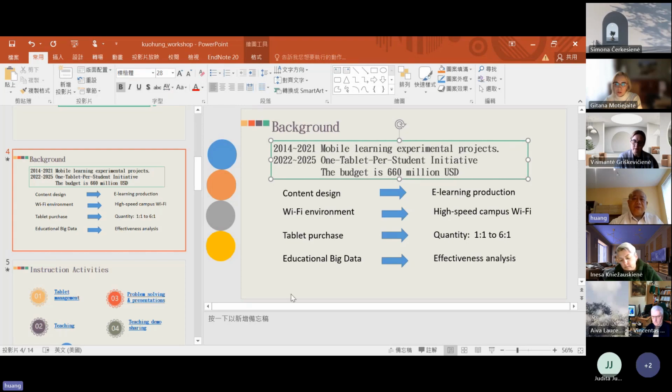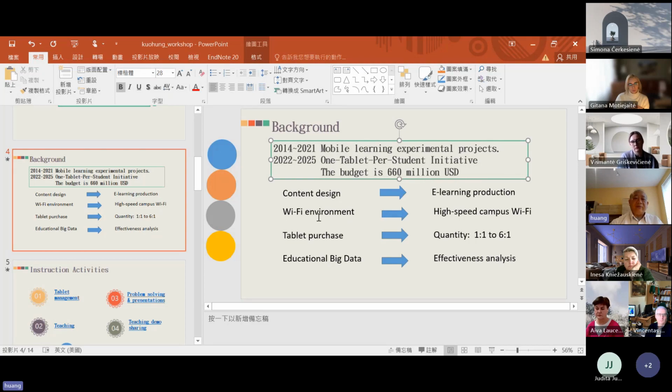All the money will go to four areas. First one is content design. The government will outsource the e-learning production to companies and to professional teams. So teachers don't need to design any learning materials. They just use them. The companies and professional teams design all the e-learning materials according to the textbook. So they will spend a lot of money for content design.